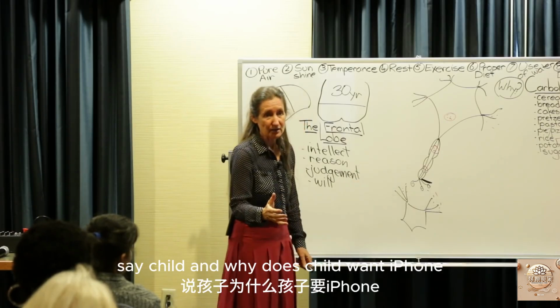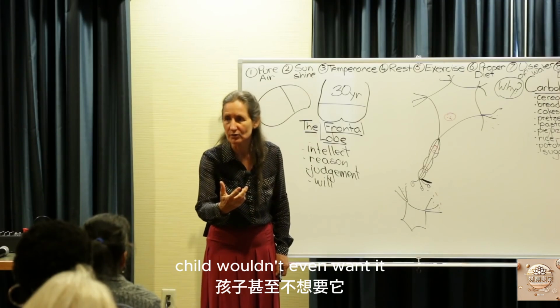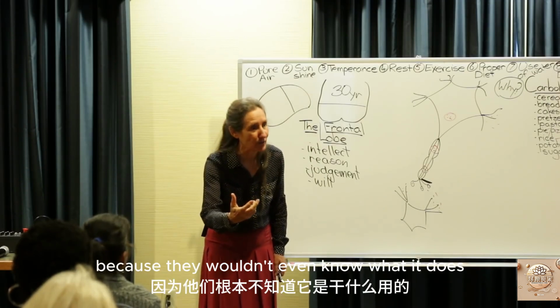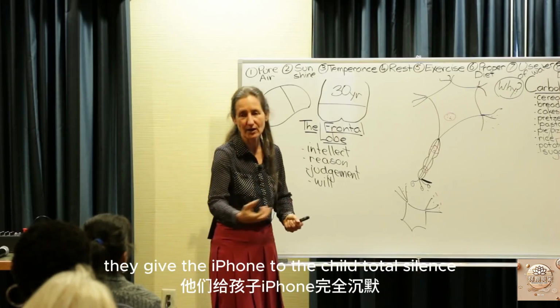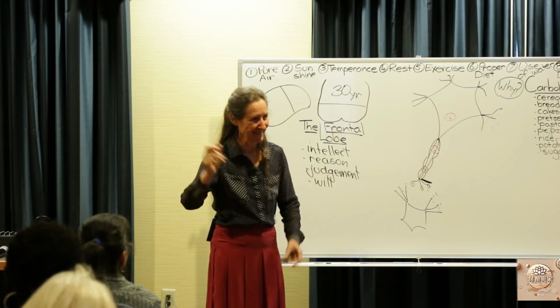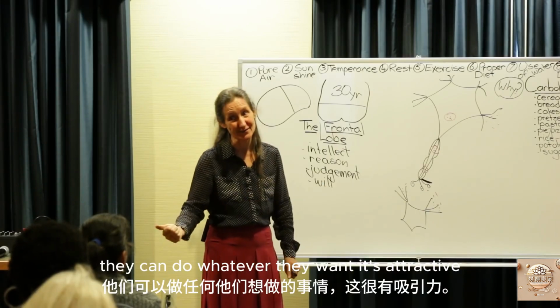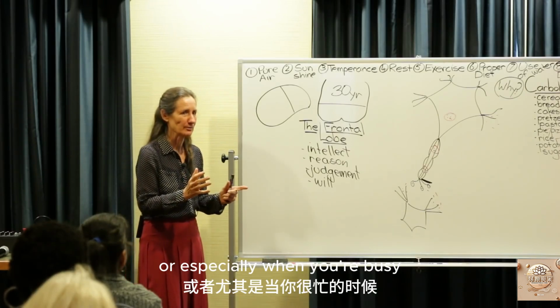That isn't the first. And what happens at home, I'll show you how it happens. Why does the child want the iPhone? Do you know, if the child never had an iPhone, the child wouldn't even want it because they wouldn't even know what it does. But so often when parents are busy, they give the iPhone to the child, total silence. And they can do whatever they want. It's attractive, especially when you're in a hurry or especially when you're busy.